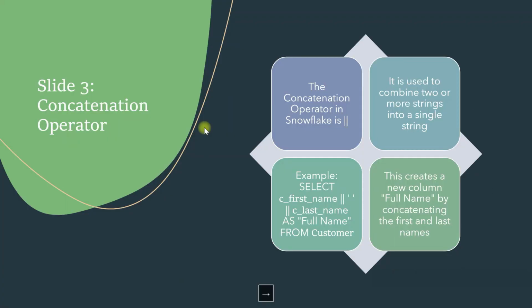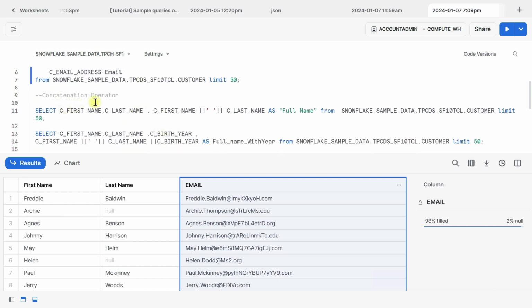The concatenation operator is the double pipe. It is used to combine two or more strings into a single string. So let's move to Snowsight. Suppose I want to combine the columns first name and last name into a single column as full name. So we have to put the concatenation operator, a double pipe: first name, double pipe, space. Here we put single quotes around the space, and then last name.